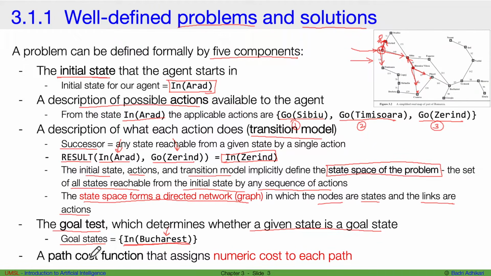The last component is to have a path cost function. That is a function that takes a path as input and gives you a numeric score that tells you how good or how bad the path is. So we need a function that assigns a numeric cost to each path.